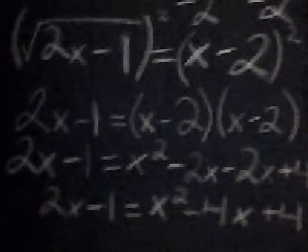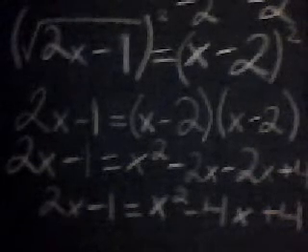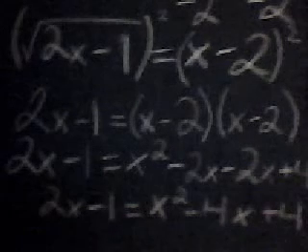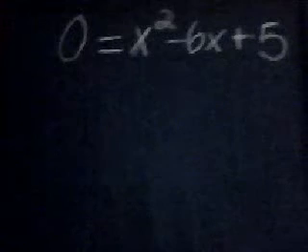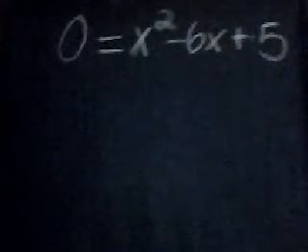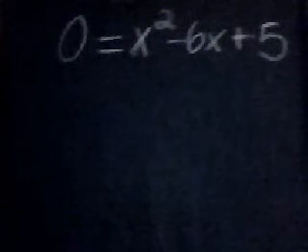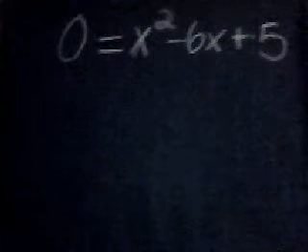Now you must set the equation equal to 0, which means you would subtract the 2x and add the 1. After we set it equal to 0, it gives us 0 equals x squared minus 6x plus 5.